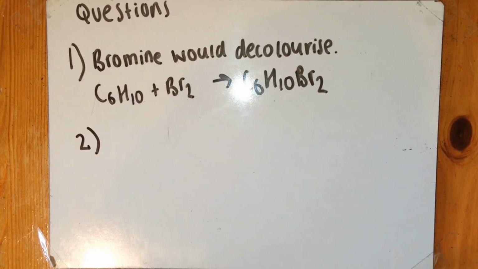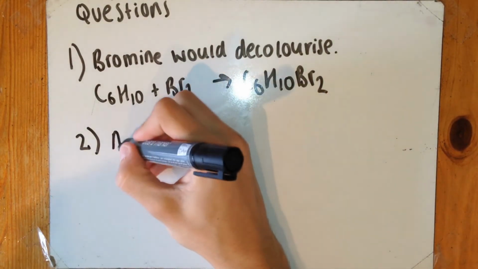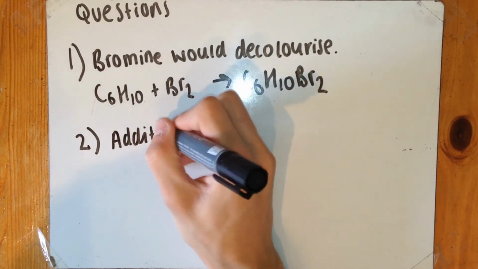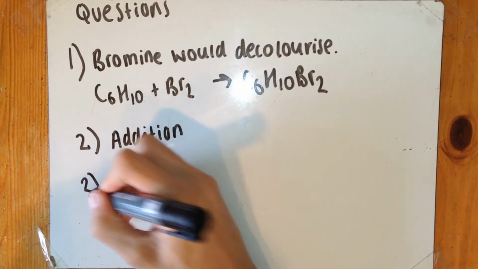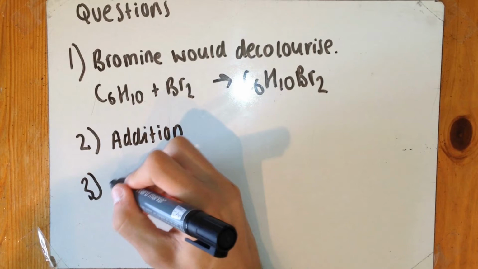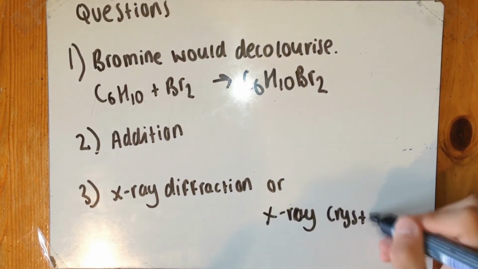Question 2. What type of reaction takes place between alkenes and bromine? A reactant is added to an unsaturated molecule to make a saturated molecule, so this is an addition reaction. What technique was used to show that all the bond lengths in benzene are the same? This is X-ray diffraction or X-ray crystallography.